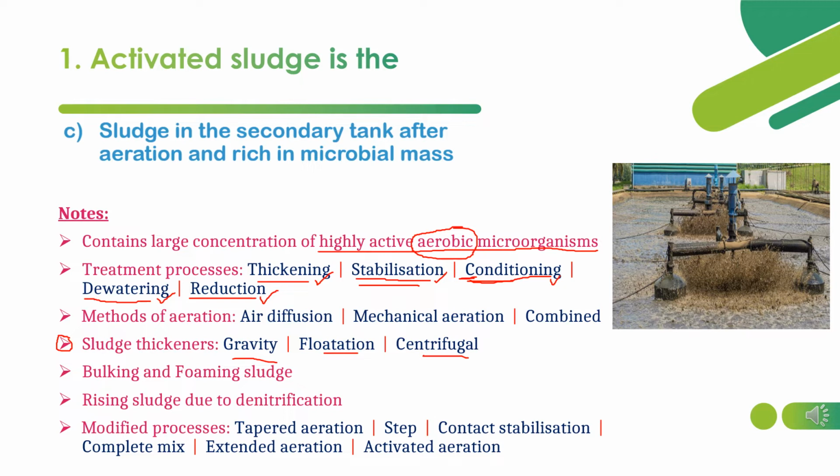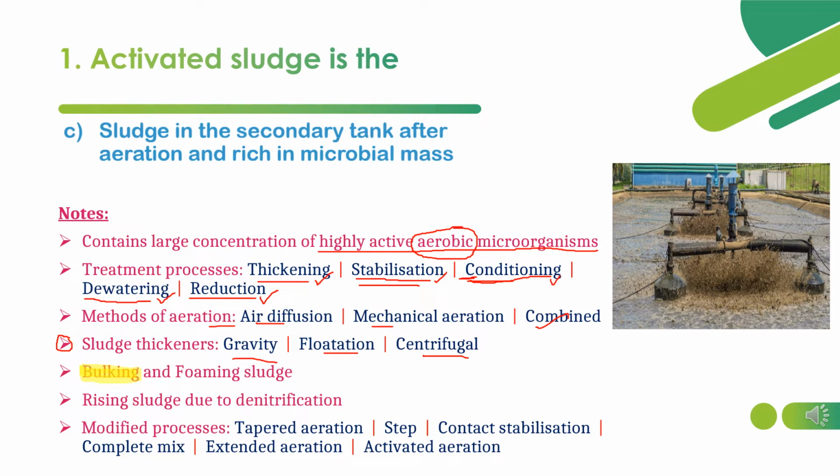And what are the methods of aeration? One is air diffusion, another is mechanical aeration, or it can be both combined. And there is another term called bulking of sludge and foaming sludge. So what is meant by bulking sludge? That means a sludge which exhibits very poor settling characteristics. So when a sludge exhibits very poor settling, it does not settle, then we call that bulking of sludge. So how is it happening?